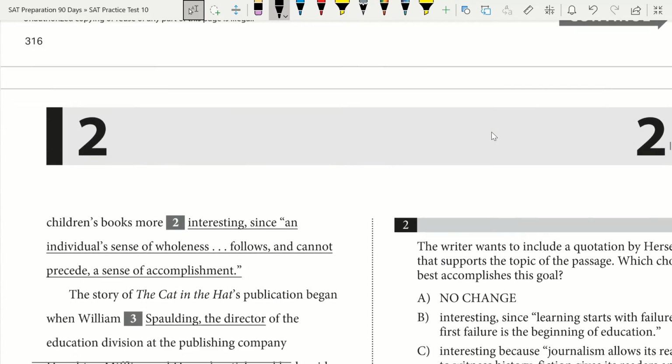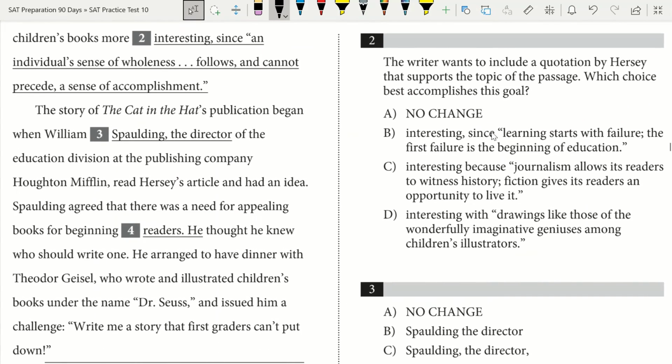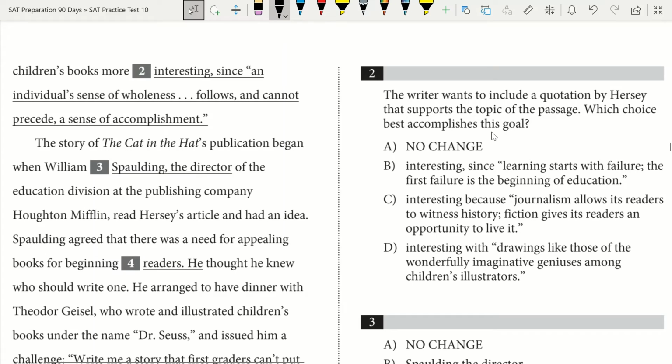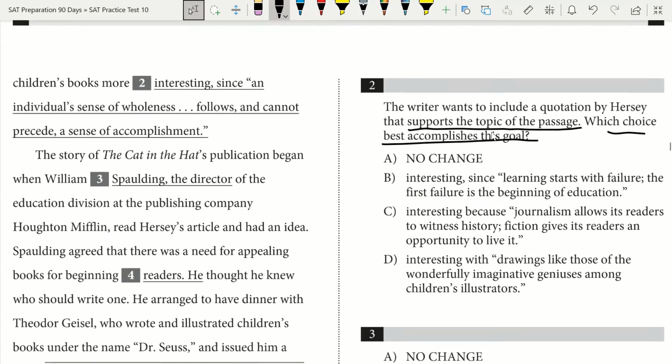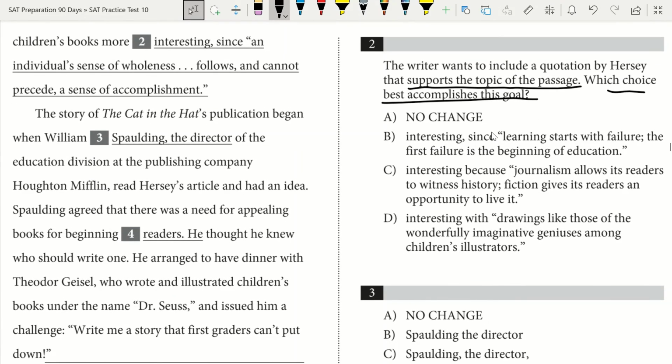One solution he proposed was to make children's books more interesting. Okay, now at this point, I see my prompt says that the writer wants to include a quotation by Hersey that supports the topic of the passage. So I want to know what the topic of my passage is. Which choice best accomplishes this goal? Well, what we're talking about here is how these children's books aren't interesting enough to attract children's attention. As a result, children aren't able to learn to read quite as well. So we're going to find something that supports that topic.